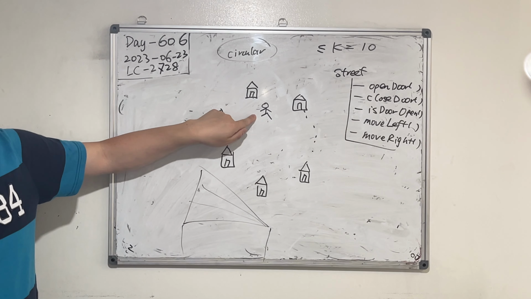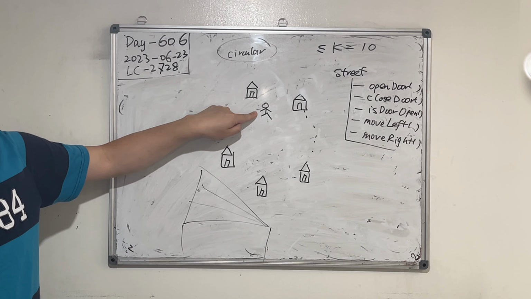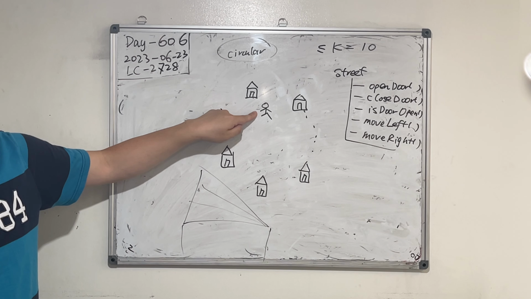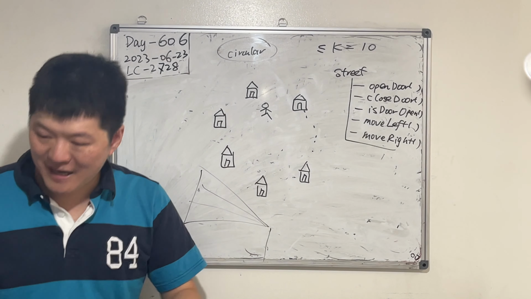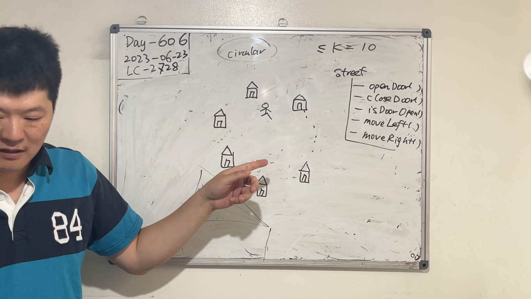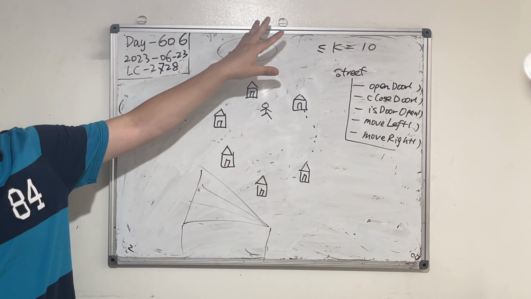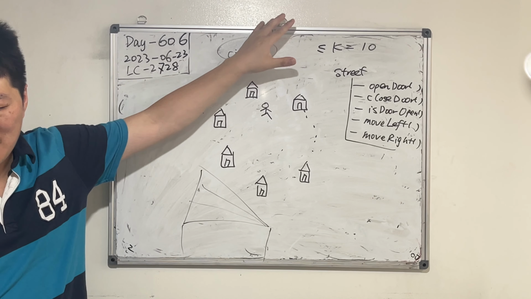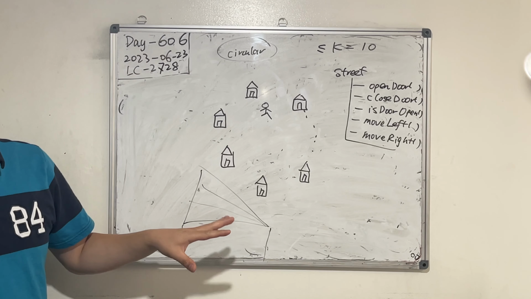Okay, so we're here. We close it, and what happens next? How do we close all the doors? Go left or right. Then how many times do we need to go? K times. Yes, we just go k times and close all the doors. Okay, that's the first step.